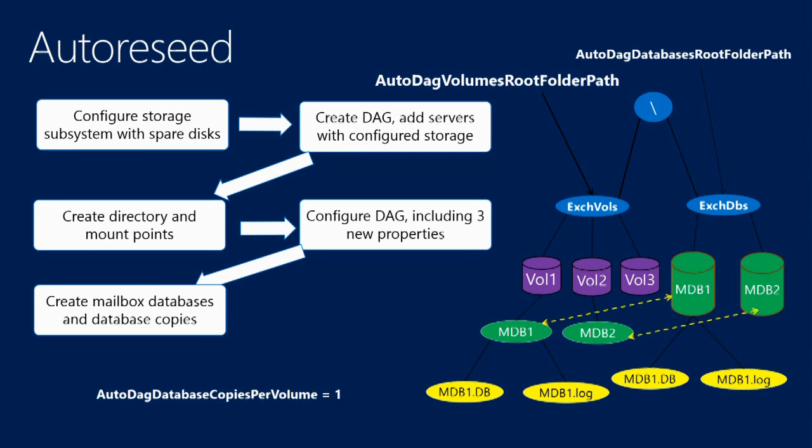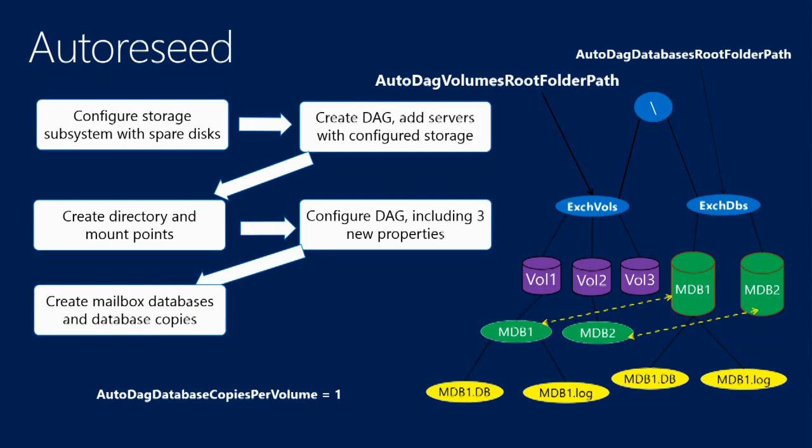And then the third parameter is that autodag database copies per volume. And that's where you tell auto-reseed how many database copies you have on each volume. That's important because remember, for auto-reseed to do its thing, all of the copies on the volume have to be failed and suspended. So that number has to be accurate. So if I were using that example that we started out with multiple databases per volume, I would configure that for a value of 4, because I've got 4 databases on each of my volumes.